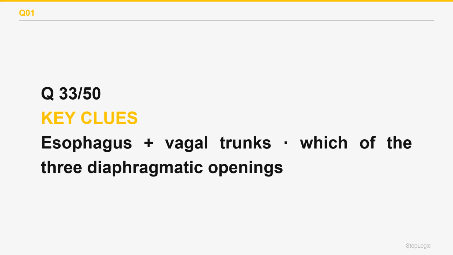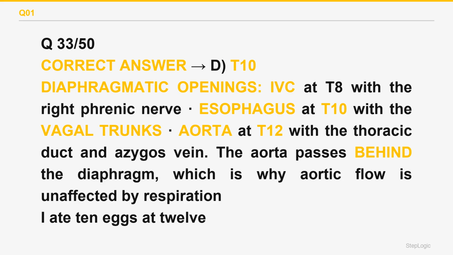The diaphragm has three principal openings, and their levels follow the numbers 8, 10, and 12. The inferior vena cava passes at T8, accompanied by the right phrenic nerve. The esophagus passes at T10, accompanied by the anterior and posterior vagal trunks. And the count of letters is a useful check, since esophagus and vagus each carry 10. The aorta passes at T12, behind the diaphragm rather than through it, accompanied by the thoracic duct and the azygos vein. The traditional mnemonic runs, I ate 10 eggs at 12. The correct answer is D.